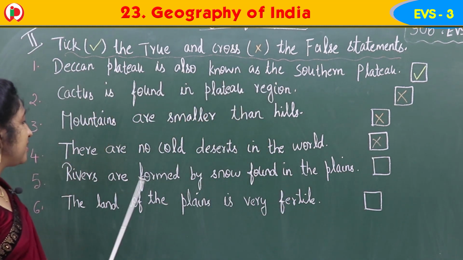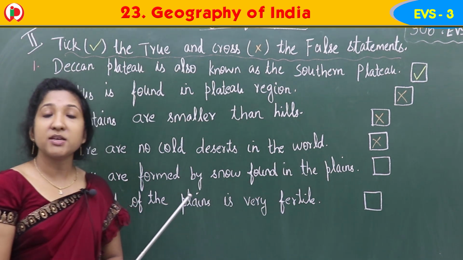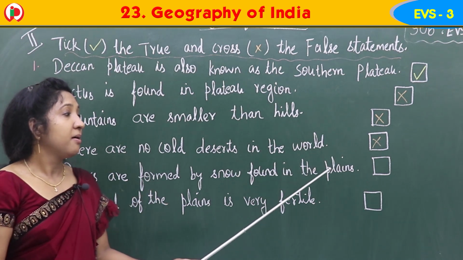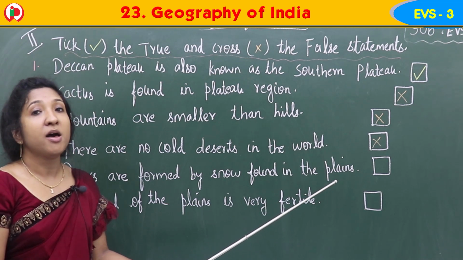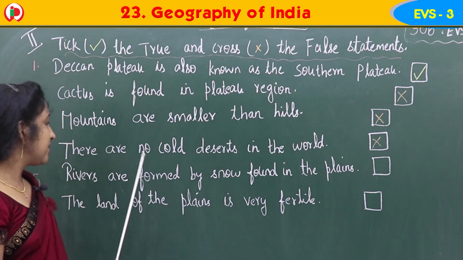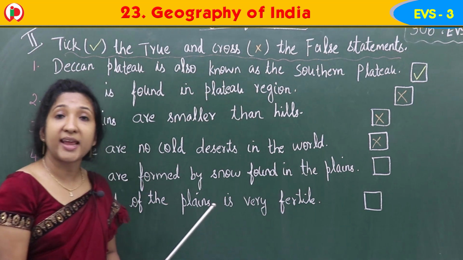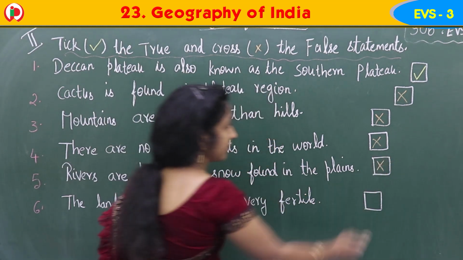Now fifth one, rivers are formed by snow found in the plains. Rivers are formed by melting of snow, but not in the plains. Melting of snow happens on the top of mountains. So rivers are formed by snow found in the plains, the statement is wrong, so you can give a cross mark.